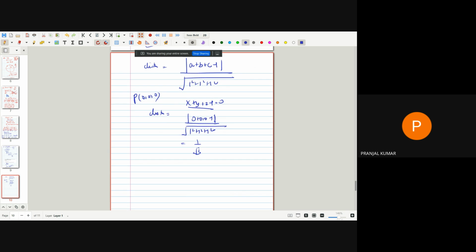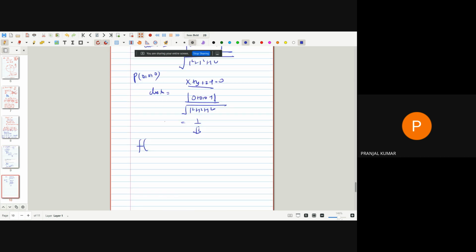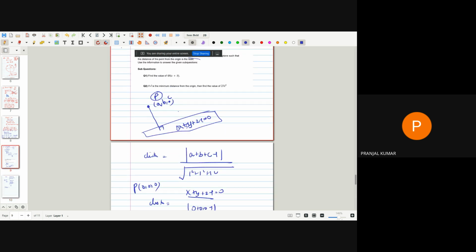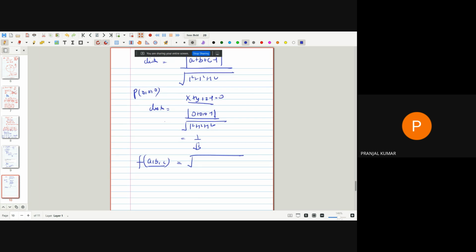And the first method which I was going to tell you was, you basically can formulate a function. So a comma b comma c, this is the point in question. What would be its distance? It would be the square root of, what is the distance between two points? It would be x1 minus x2 square plus y1 minus y2 square plus z1 minus z2 square. So here they are all 0. So a square plus b square plus c square.